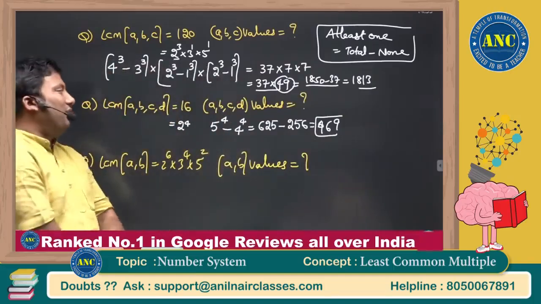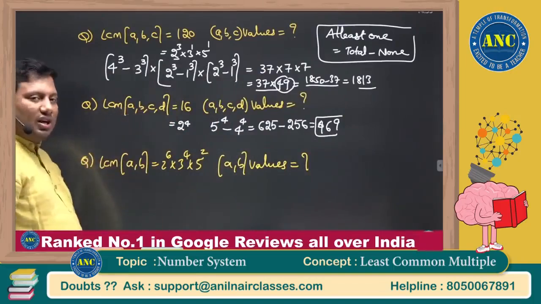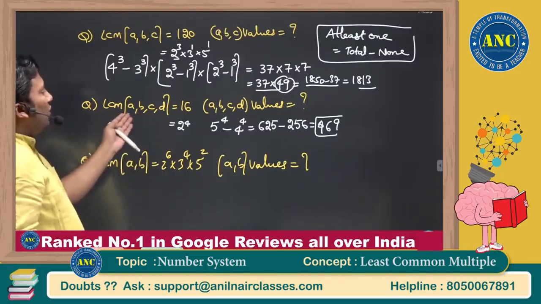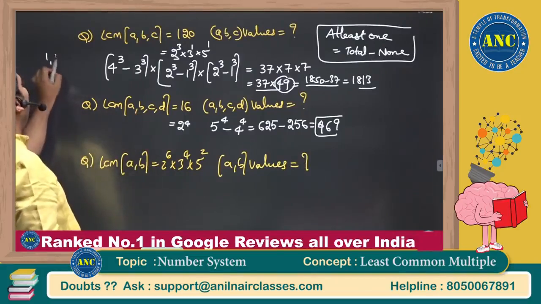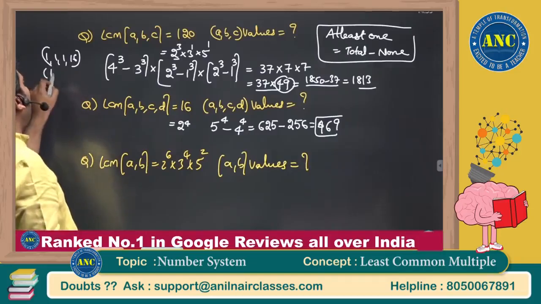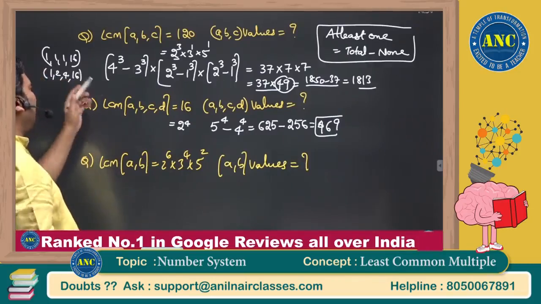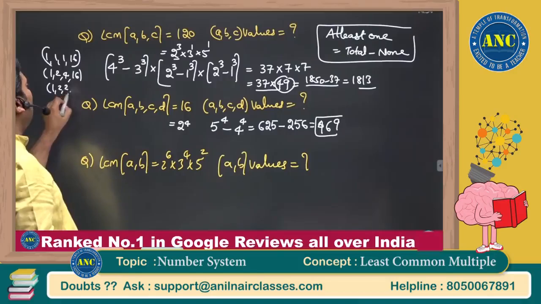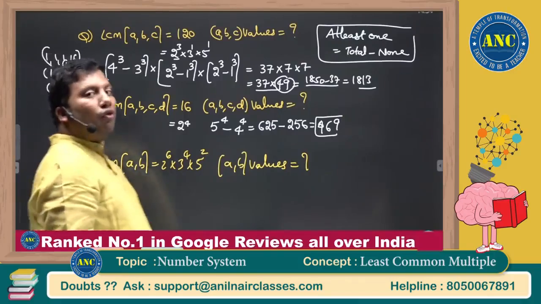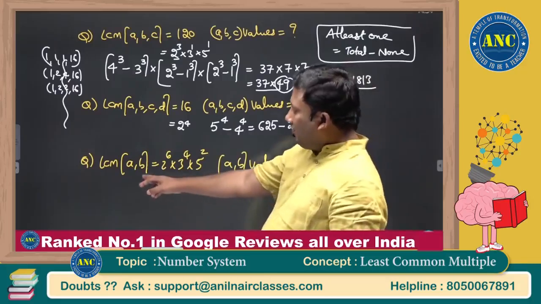369 cases are there where LCM of A, B, C, D is 16. 1, 1, 1, 1, 16 can only be distributed in 4 ways. 1, 1, 1, 1, 16: these are 4 factorial by 3 factorial. 1, 2, 4, 16, LCM is 16, 4 factorial is 24. 1, 2, 2, 16: 4 factorial by 2 factorial. Like that, totally 369 cases are there. Now LCM of A comma B.